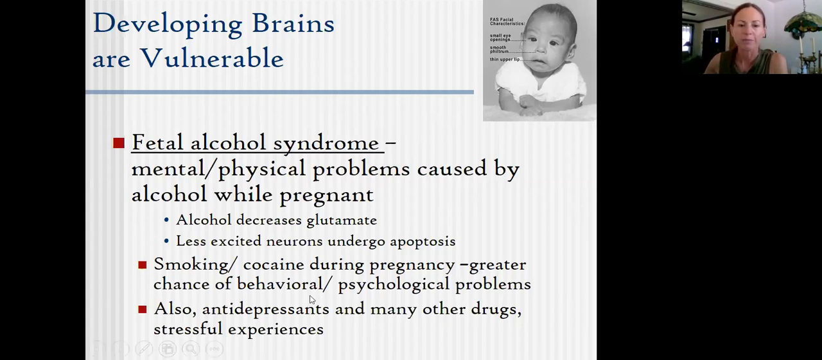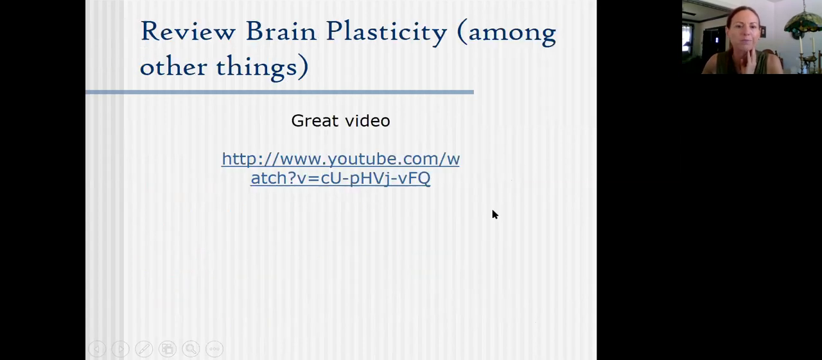We do see the same kinds of problems with smoking and cocaine during pregnancy, with a much greater chance of behavioral problems and psychological problems. Antidepressants you should not take while you're pregnant. Stressful experiences while you're pregnant can cause problems as well. So we do see that developing brains while pregnant are very vulnerable to a variety of different kinds of assaults. And that's why you're not allowed to take so many medications while you're pregnant.